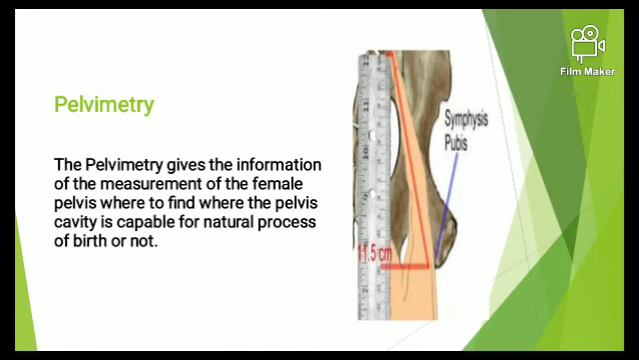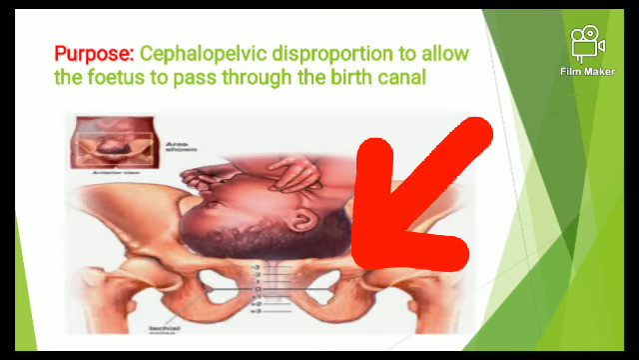So what is pelvimetry? It is nothing but measurement and information of the female pelvic brim, and this measurement is done in females just to confirm that the female is capable of the natural process of birth. That means in that case the patient has no need for any kind of cesarean section. She can follow the normal process of birth unless there are any abnormalities.